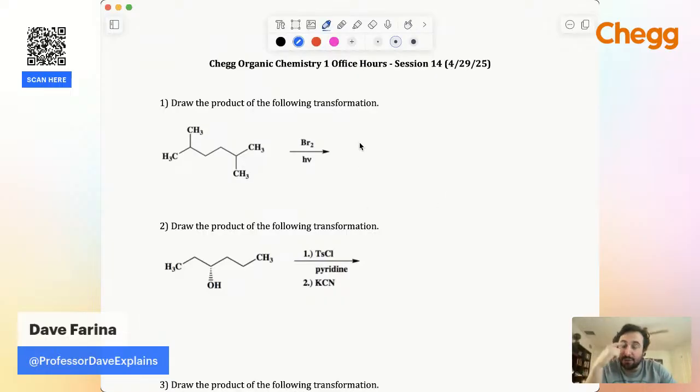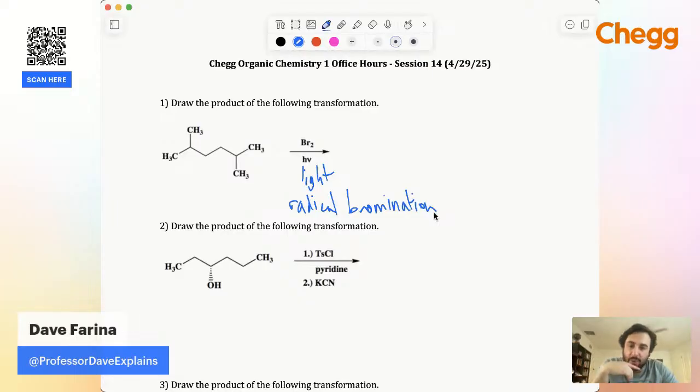Draw the product of the following transformation. And so we have this hydrocarbon, an alkane, and then we have bromine, and then hv, light, and then wavelength. And so what we're saying is that this is radical bromination. And when we do radical bromination, what do we end up doing?